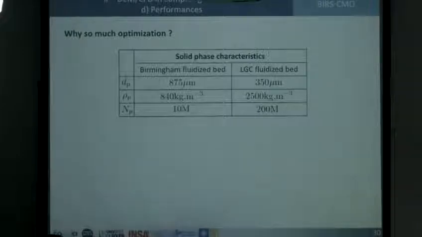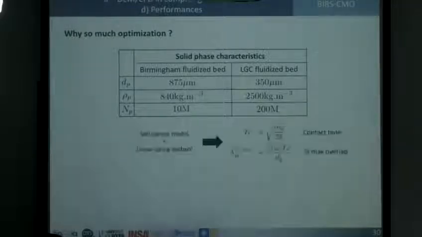So why so much optimization? Well, I've just told you about the Birmingham fluidized bed that contains 10 million particles, but the one that I should be able to tell you about is that one. That's the final object of our study, and it contains 200 million particles.